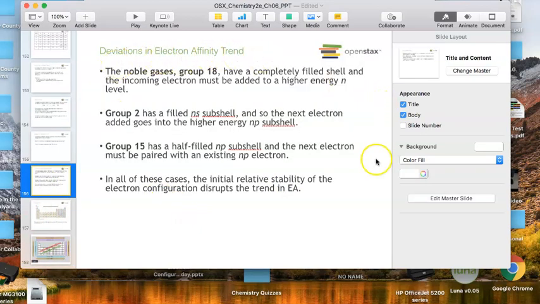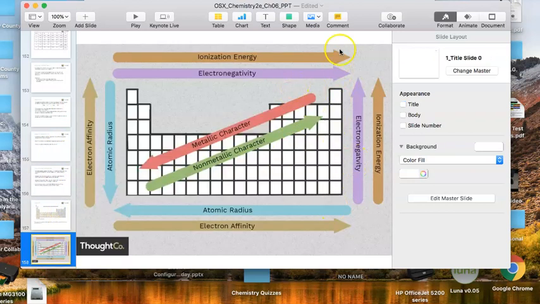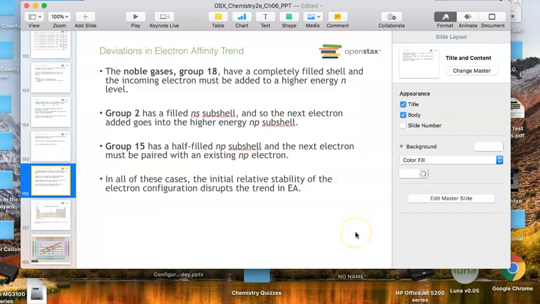Okay, so deviations from the electron affinity trend. The noble gases, group 18, have completely filled shells, and incoming electrons must be added to a higher energy level. So with noble gases, since we're talking about electron affinity, they have no electron affinity. They do not want an electron at all, so they're sort of excluded from talking about electron affinity. They would have zero electron affinity.